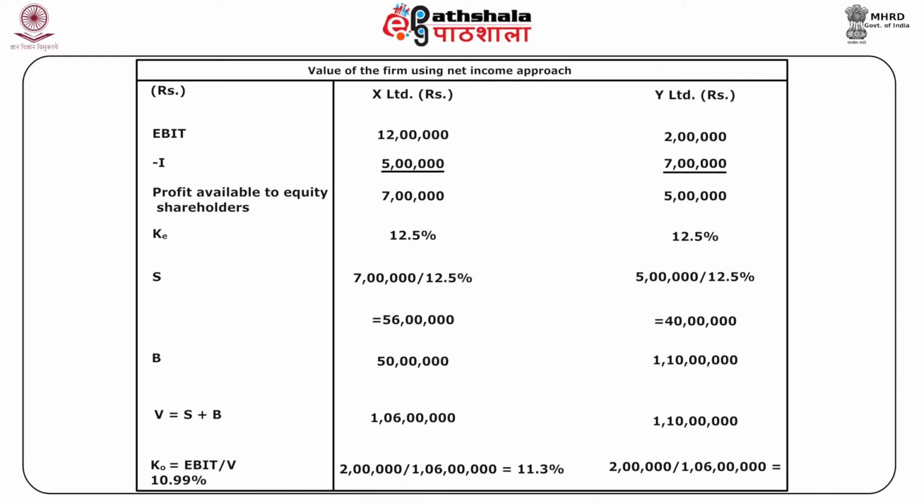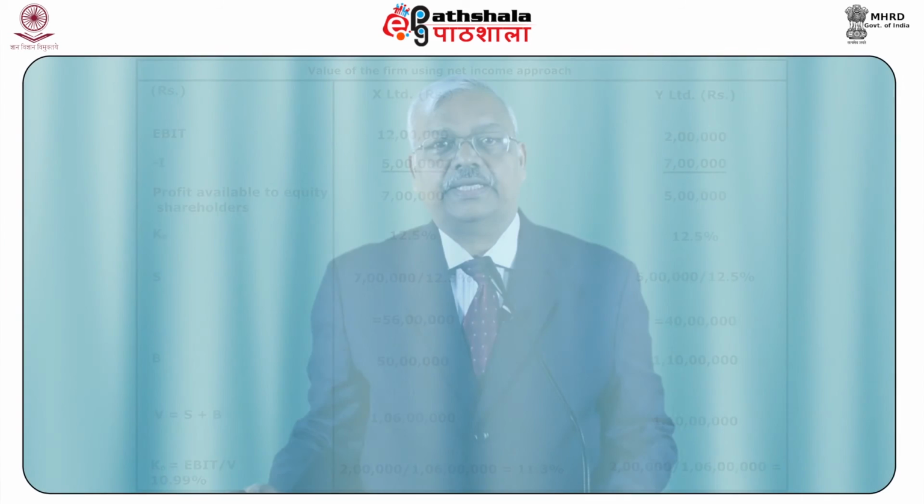You can see in the table and determine for yourself that the first situation is giving the overall cost of capital at 11.3%, while in the second situation you observe from the last row of this particular table that the overall cost of the firm has gone down from 11.3% to 10.99%. So naturally the second situation is better for the firm.